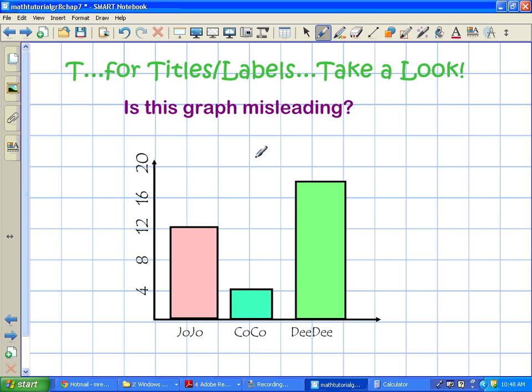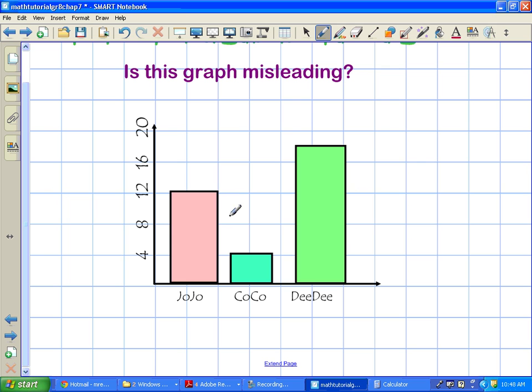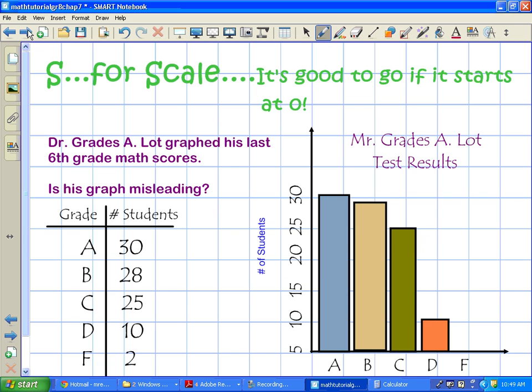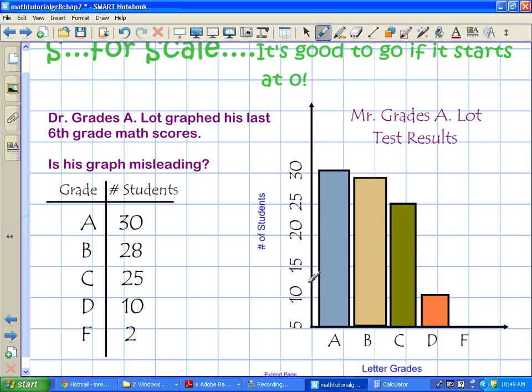This one here, the title, the label here, is this graph misleading? Here's what we have here. 0, 4, 8, 12, 16, and 20. Jojo, Coco, and Dee Dee. Okay, we're not even sure what this is all about. We don't know what the title is. Sometimes it's just showing 3 things, but we're not even given what it's comparing. And of course, watch that scale.